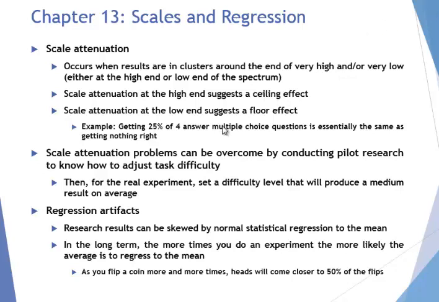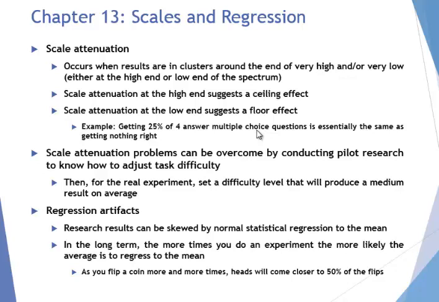A scale attenuation at the low end, where all your results are very low, all your results of a test are failing, all your results of a medication is not working, could be because there is a floor effect, which means whatever you were doing was too hard or pushed results too far down, and again, it's hard to distinguish. Just an example, if you give a bunch of multiple choice questions and people get 25s, well, 25 is essentially the same thing as getting them all wrong, because a monkey would get 25% of multiple choice questions, assuming there are 4 choices. A monkey would get a quarter of them right just by guessing A, or B, B, B, B, B, B, B.